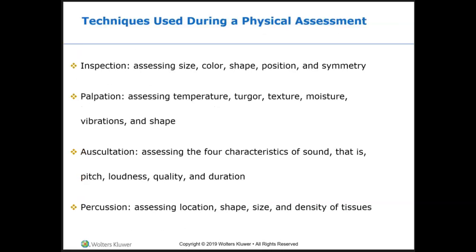Techniques for gathering physical health assessment data are inspection, palpation, and auscultation. Inspection of the patient: you're going to inspect each area of the body for size, color, shape, position, movement, and symmetry, right? So we're going to compare one side with the other. You are looking for any abnormalities.